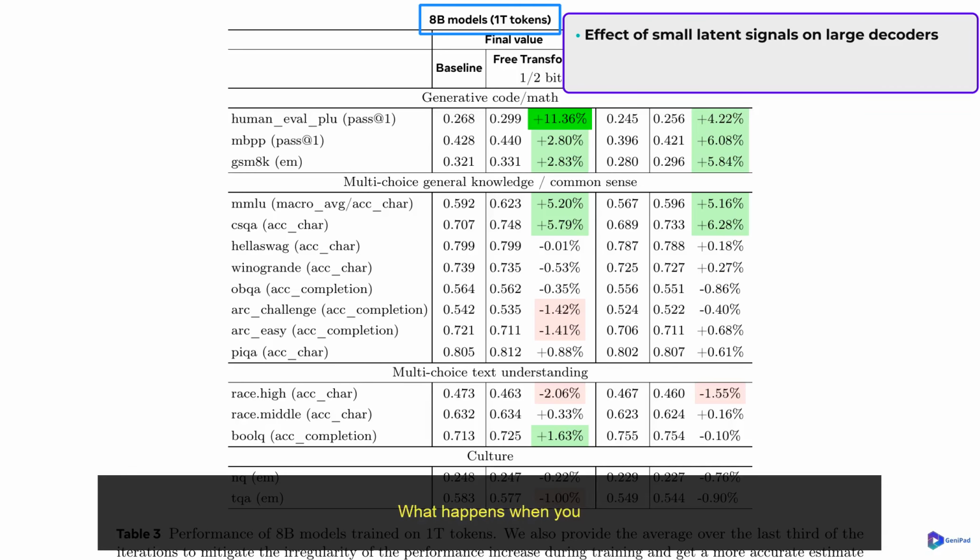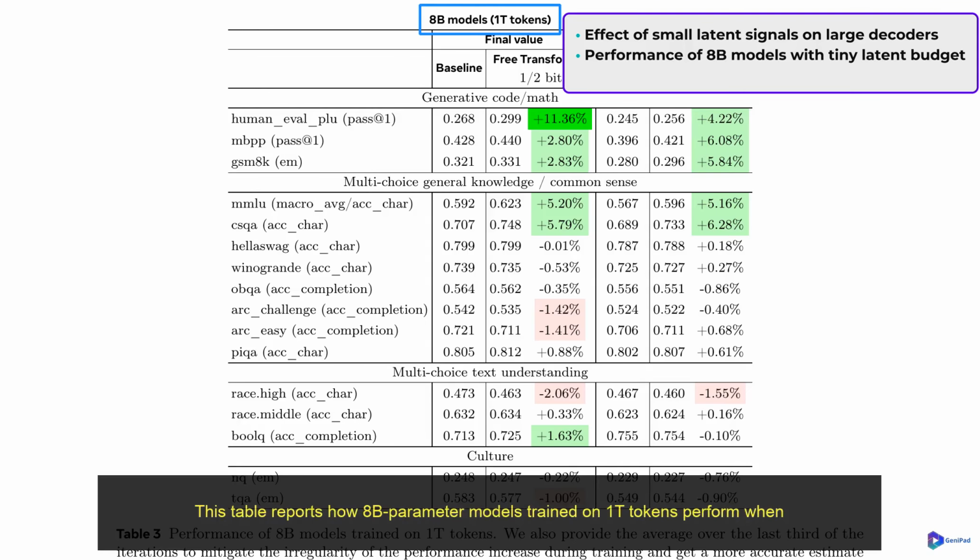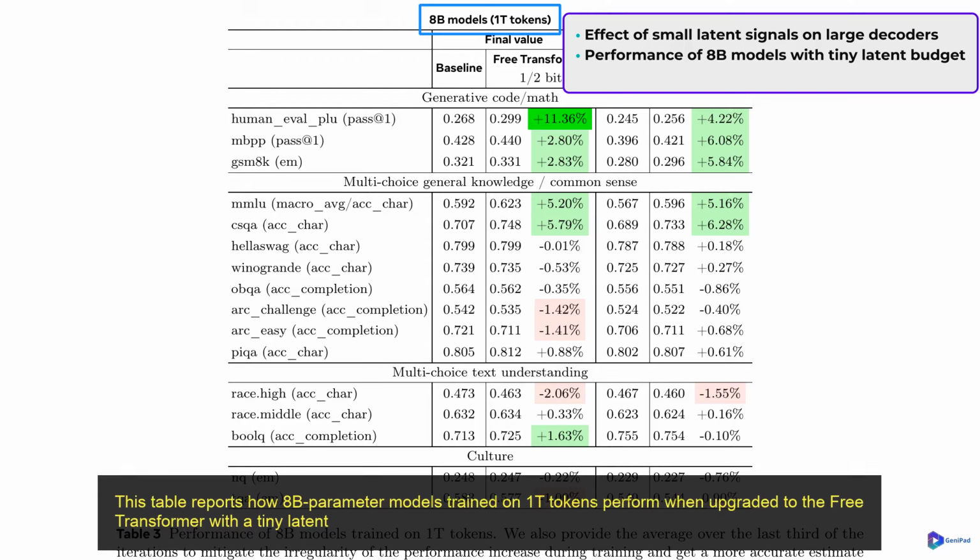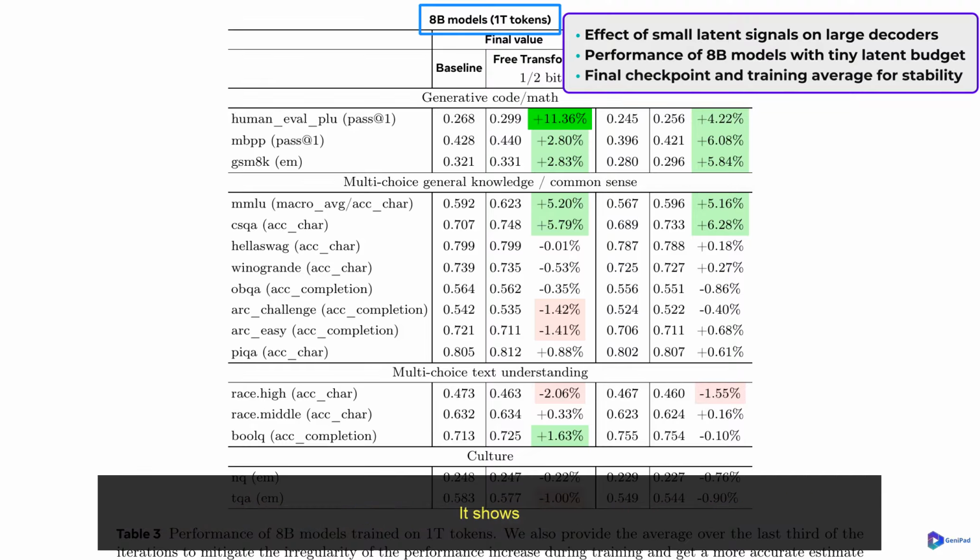What happens when you give a large decoder a small, latent steering signal? This table reports how 8B parameter models trained on 1T tokens perform when upgraded to the free transformer with a tiny latent budget, about half a bit per token, compared against a standard baseline. It shows both the final checkpoint and an average over the last third of training to smooth out training noise.